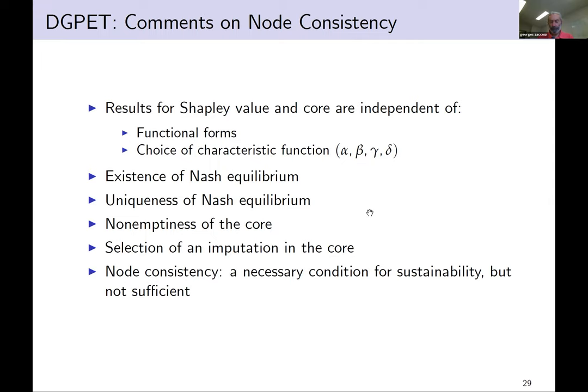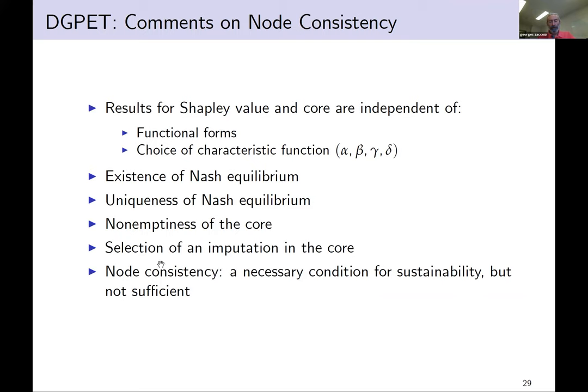Here, I would like to highlight a few things. First of all, the results that I have been showing are independent of the functional forms. So I don't need to have a linear this or a quadratic that. I can do it for any functional form, for any choice of the characteristic function. Here, the only constraint I need is, of course, existence and uniqueness of Nash equilibrium. If I don't have uniqueness, it means that for any possible Nash equilibrium, I have to implement this node consistent solution. Now, of course, if the core is empty, I can do nothing about it, but this problem has been open for 70 years. It's not part of the agenda here to solve it.